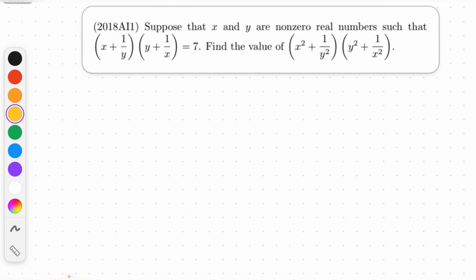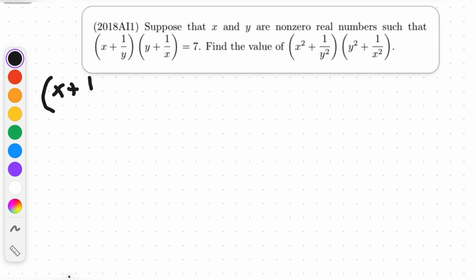Okay, moving on. The following question is from the 2018 areas. And we're given, suppose that x and y are non-zero real numbers such that the quantity x plus 1 over y times the quantity y plus 1 over x is equal to 7. Find the value of the quantity x squared plus 1 over y squared times the quantity y squared plus 1 over x squared.